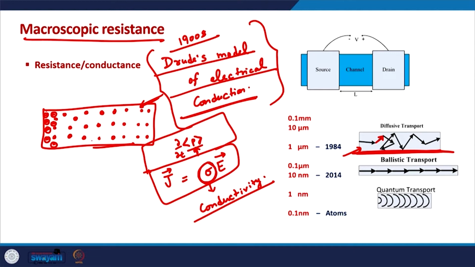But as soon as we reach this ballistic limit, or the limit where the electron does not collide with anything in the channel, this idea, or the foundation of this idea, is no longer true, and that is why the results are also no longer true.